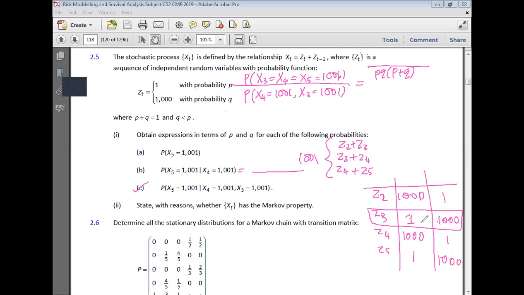So these are the two possible scenarios that you will have. So I guess you have 2 1s and 2 thousands everywhere. So it's just going to be P square Q square plus P square Q square. Does this make sense?